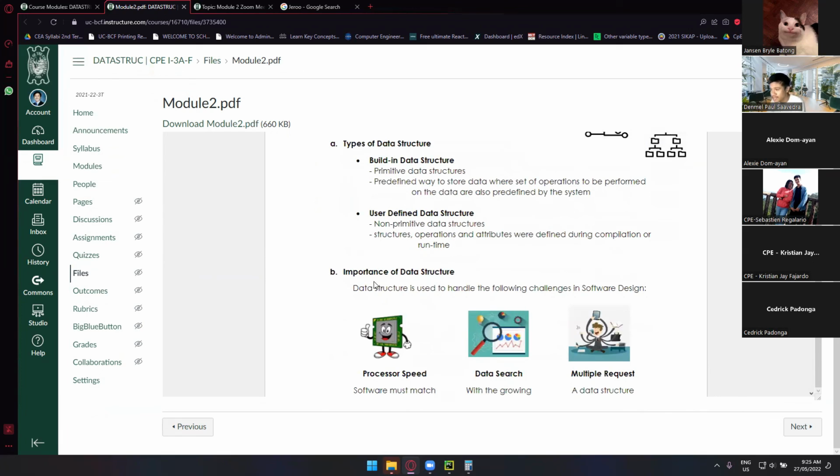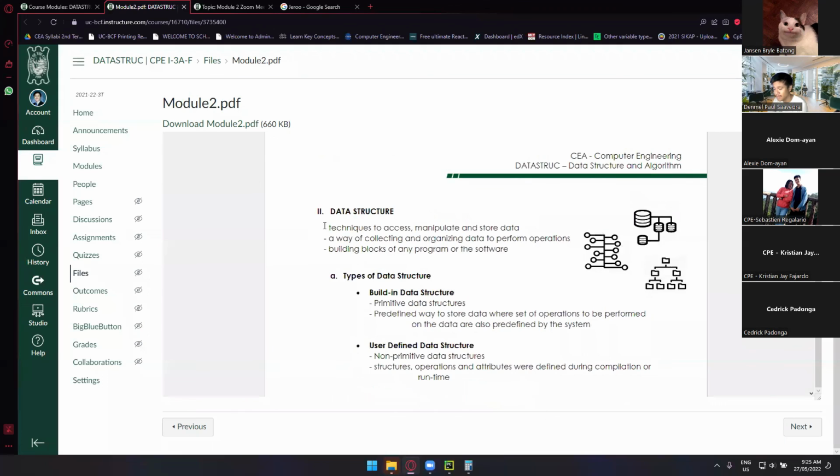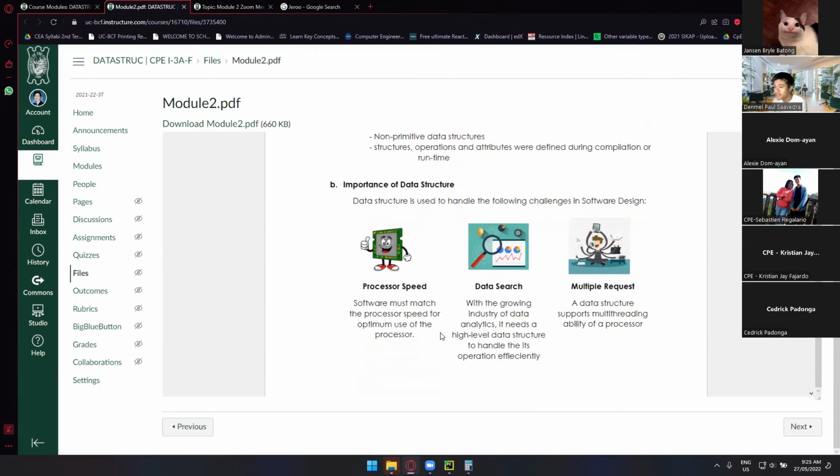And then the next one is the importance of data structure. I think this is a very straightforward thing. As you were reading the description, you already know the importance of it. Data structure is used to handle the following challenges in software design. Number one is processor speed. The software must match the processor speed for optimum use of the processor.